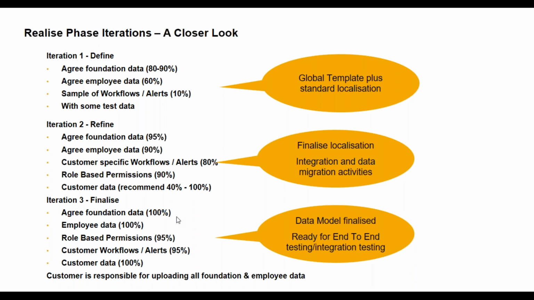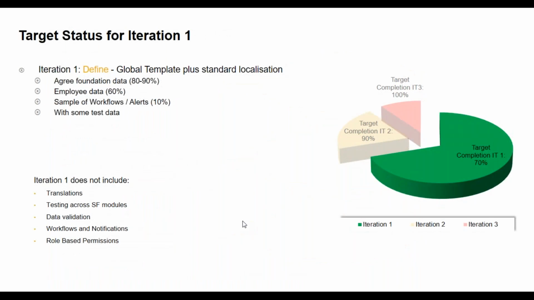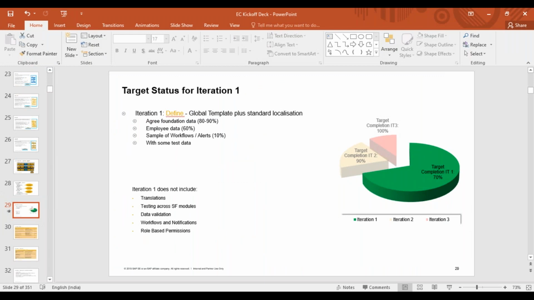And iteration 3, whatever bits and pieces that are remaining, like your notification mails, or spelling mistakes, or wherever there are some field labels to be changed. So all of these things you'll be doing in iteration 3. So third iteration, you have to complete the setup. That's your Activate methodology.